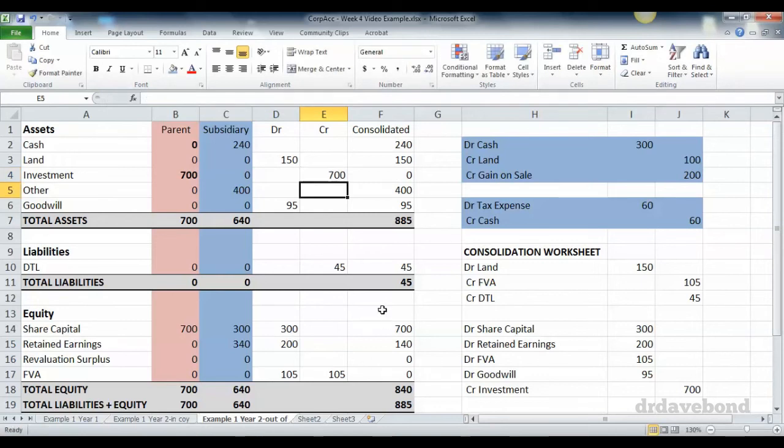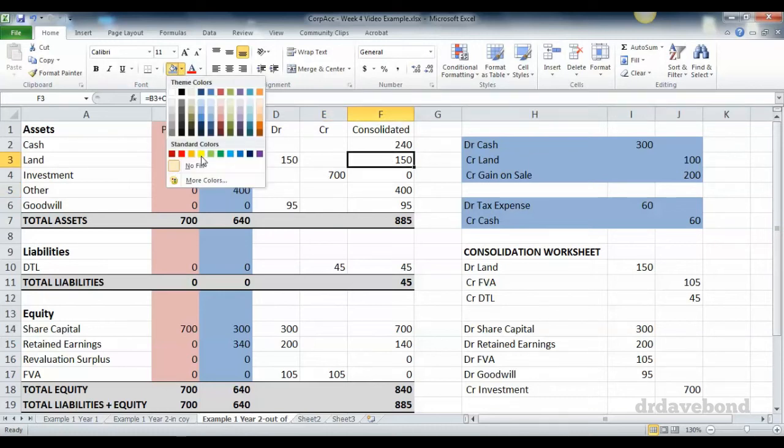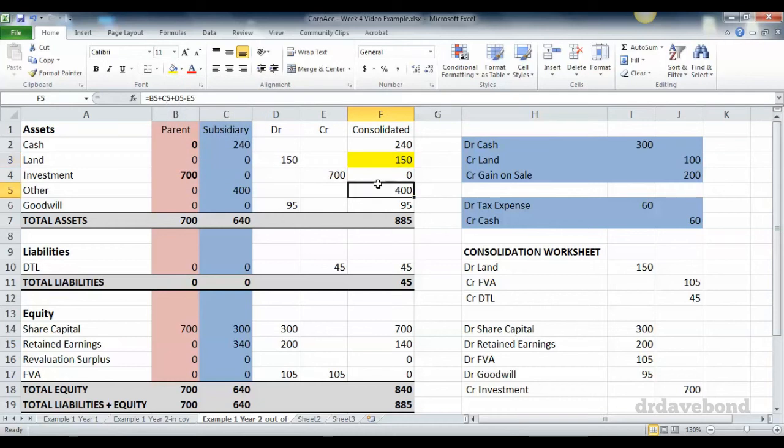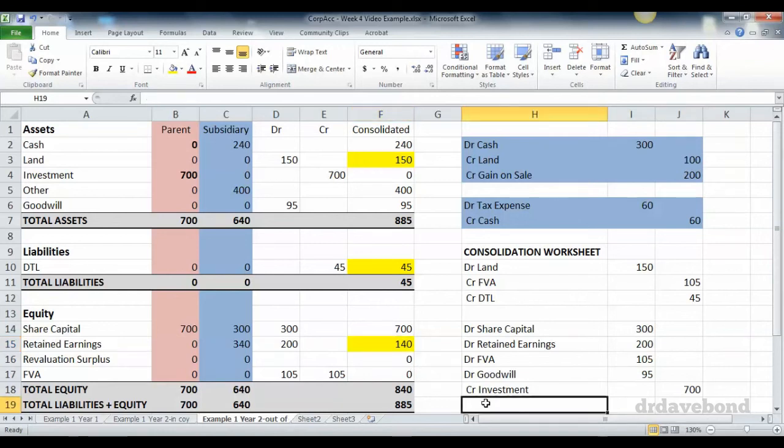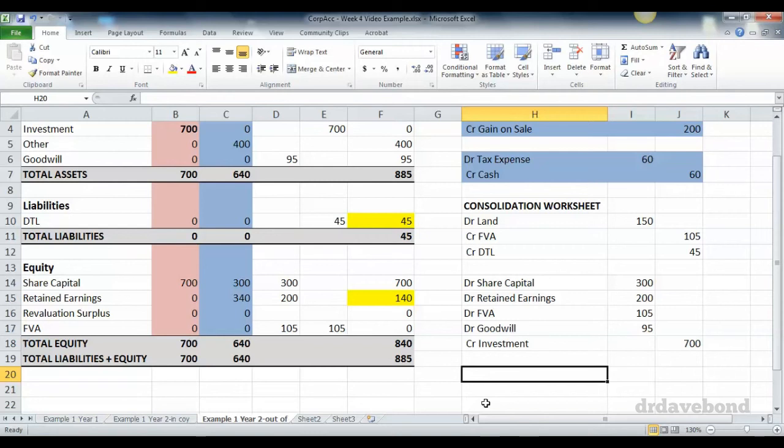So everything's balancing, but there's some funny things going on, and I just want to highlight what's happened. Land, even though we've sold it, if we leave the adjustments as they are, we're left with a $150,000 balance there. In addition, the deferred tax liability is still sitting there, even though the land associated with that deferred tax liability has gone. And retained earnings is probably not being carried at the right amount. So I'm just going to scroll down and see what we have to do with those.